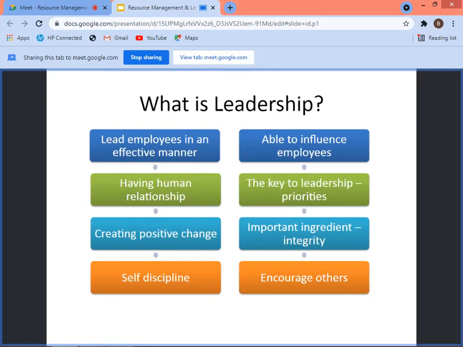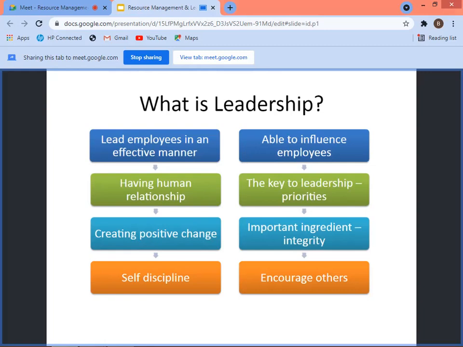Having human relationship, you are good in addressing conflicts in the workplace. You're addressing multicultural behavioral issues. You're having an open door policy. You are open to suggestion, open for proposal, and you let people participate. You know, those are the kind of relationships that you have to build.